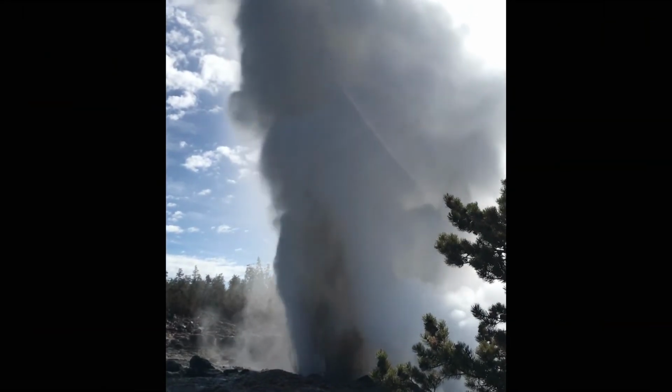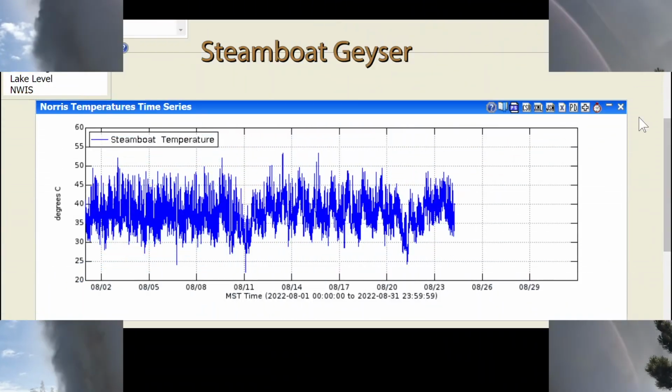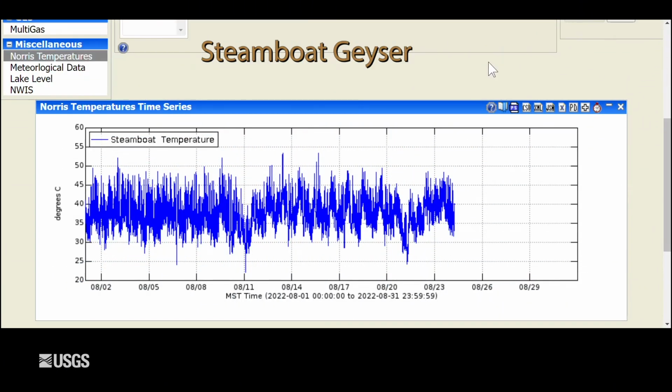Finally, we go to the world's tallest geyser, Steamboat Geyser, which has been enjoying a real nice surge in activity since 2018. This is the temperature in the outflow channel of Steamboat Geyser. You can see these relatively hot temperatures bouncing up and down quite a bit. That's evidence that there's a lot of minor eruptive activity at the geyser, and that often precedes a major eruption.